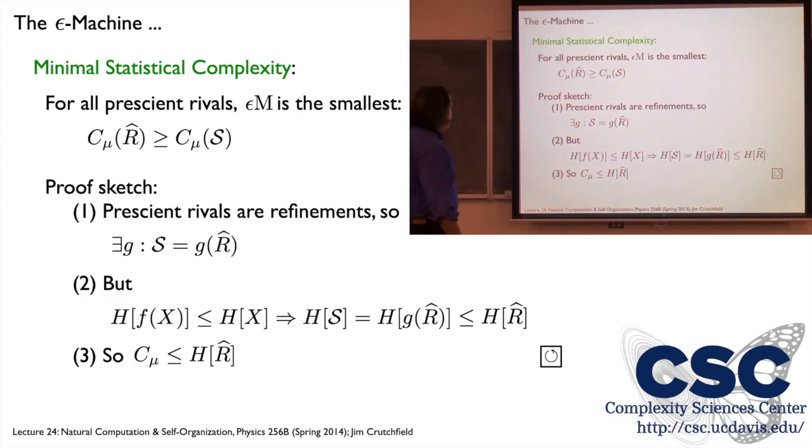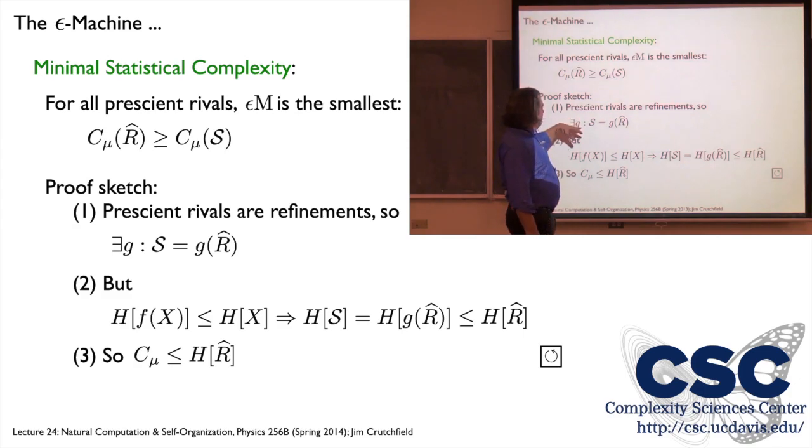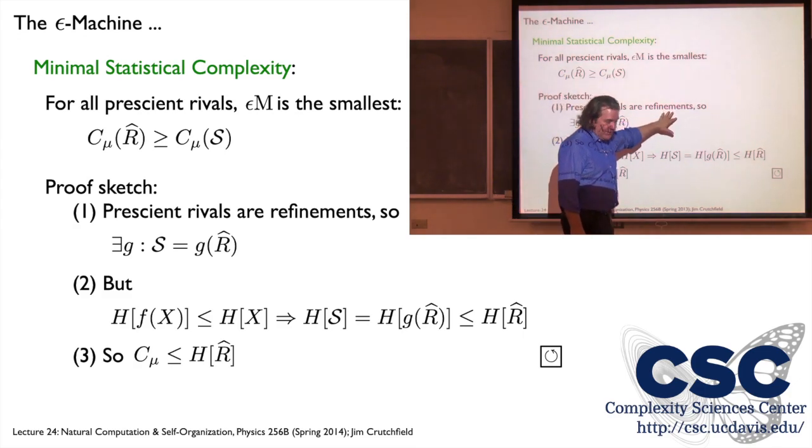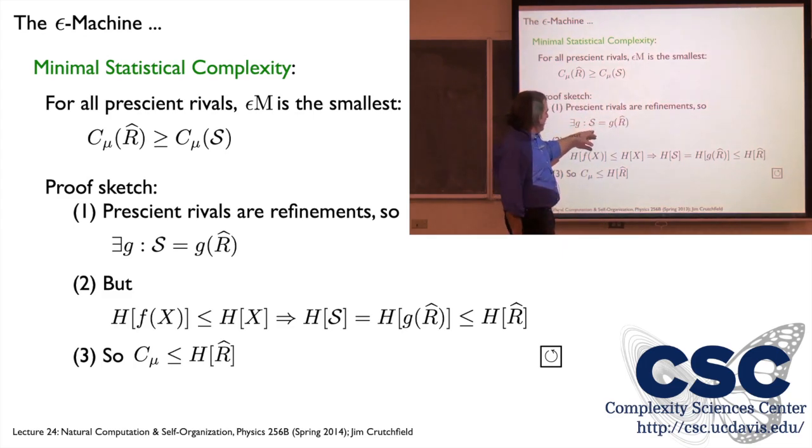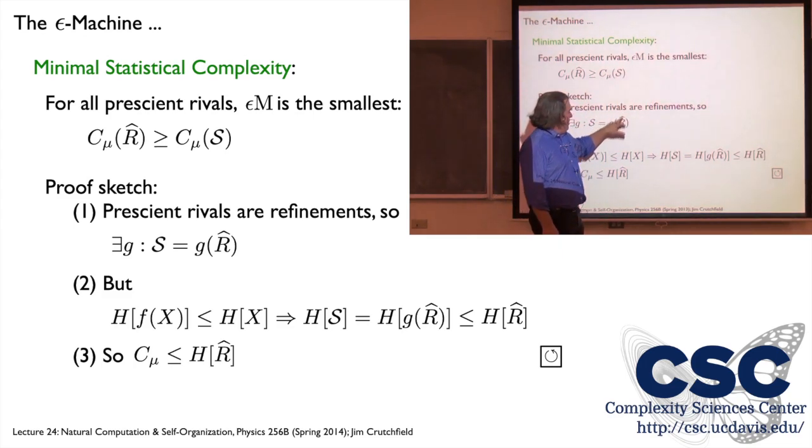Okay, so again, proof sketch. The prescient rivals are refinements. So the way to say that previous picture formally is that if I know which rival partition cell I'm in, because of this refinement property, I know which larger causal state cell I'm in. So there's some function, whatever it is, that will map me.